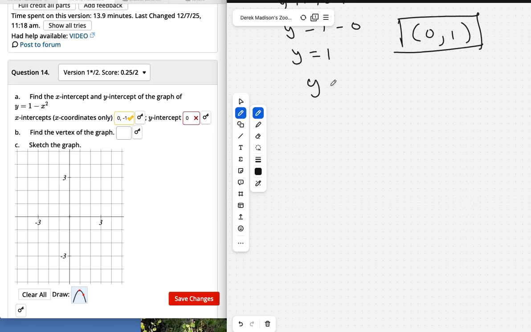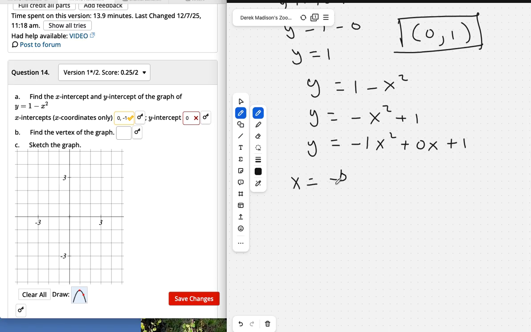So it was y equals 1 minus x squared. First, let's write this in the other order, negative x squared plus 1. And for this one, we don't have an x term, we don't have that b. If I wrote all the numbers out, it would look like negative 1x squared plus 0x, because there's nothing there, plus 1. And then this is our a and our b and our c. So if we do x equals negative b over 2a, that's cool, that's 0. So 0 over, doesn't matter, 2 times negative 1, that's going to be 0.